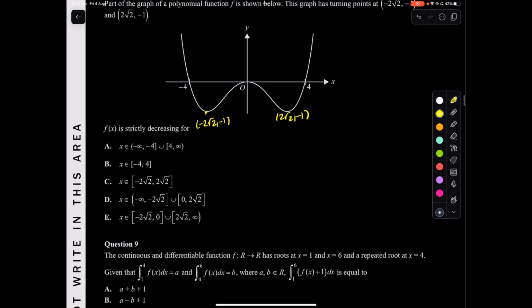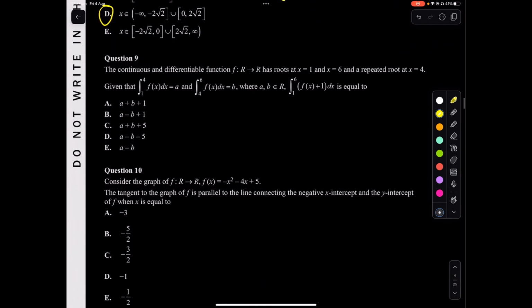Strictly decreasing. So it's going negative, negative from all the way to here. That's good. It increases there, but it also decreases to here. So we can say that it goes from negative infinity to negative 2 root 2, union from 0 to 2 root 2, blah. Just a quick check, that gives us that. D looks like your answer.